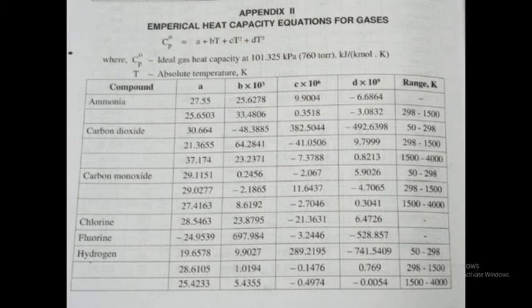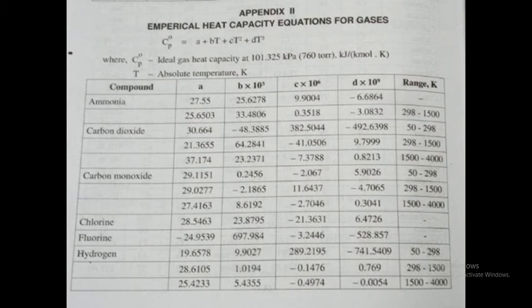The values of these constants for the component under consideration are given in appendix 2. This is the appendix 2 table for heat capacity of gases. If the values of the constants are given in the problem, use those values to determine the rate of heat transfer. If not given, a table will be provided during the examination. On the table, we have to take the constant values of the given compound at the various ranges of temperature.